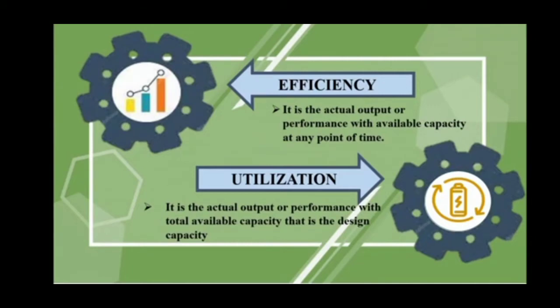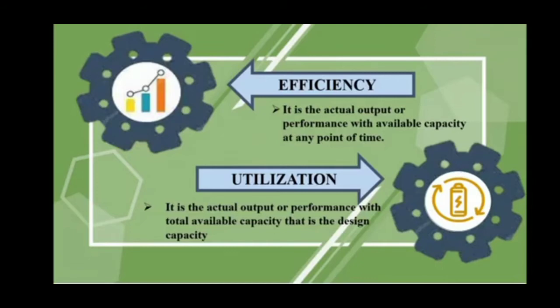Efficiency and utilization. Efficiency is the actual output or performance with available capacity at any point of time. It is the percent of effective capacity achieved. To measure efficiency, use effective capacity as the denominator. Efficiency equals actual output divided by the effective capacity.